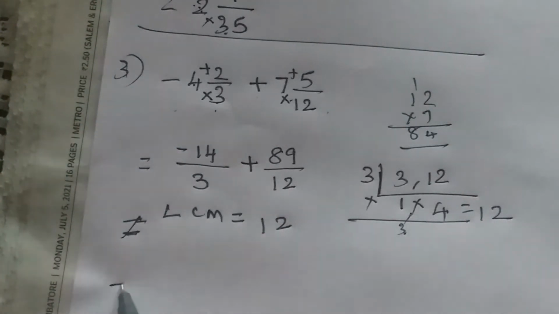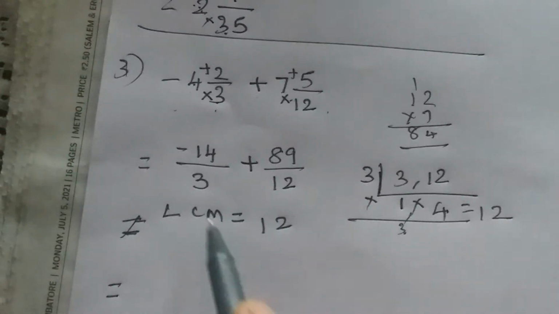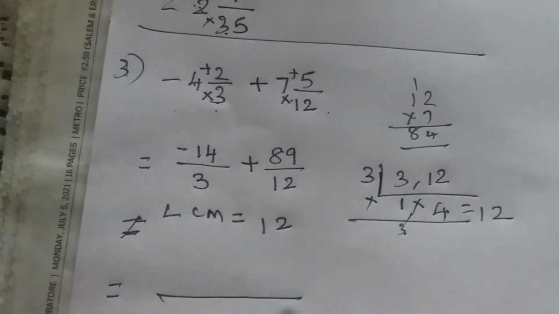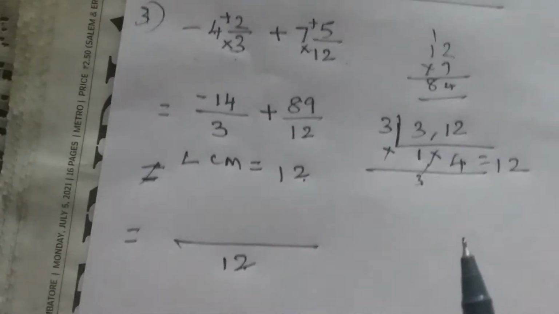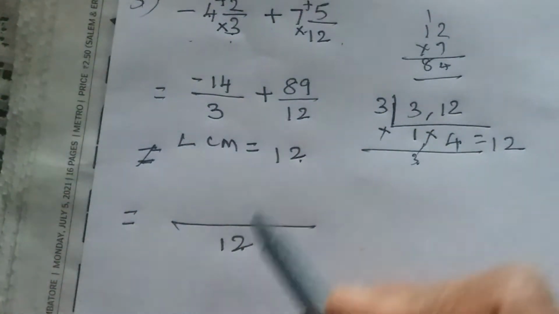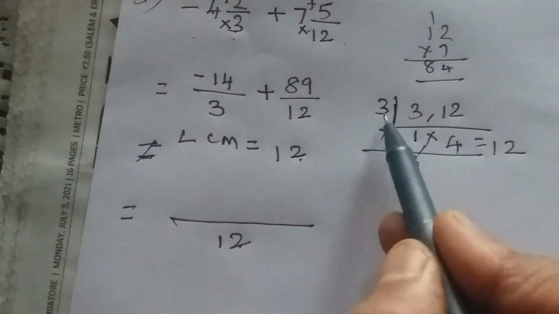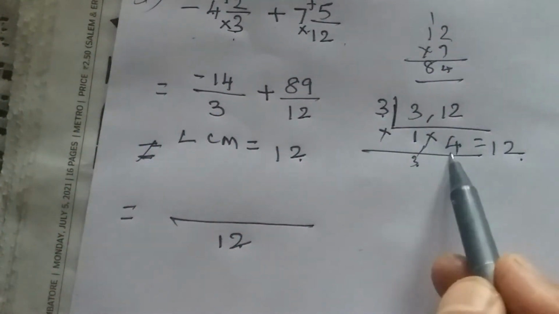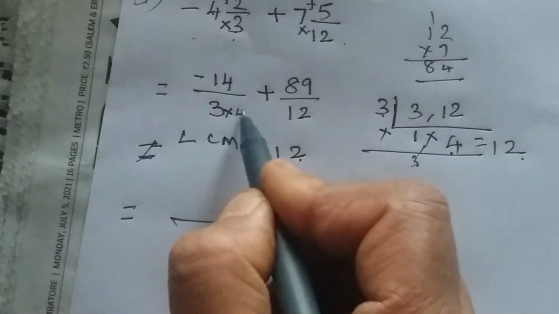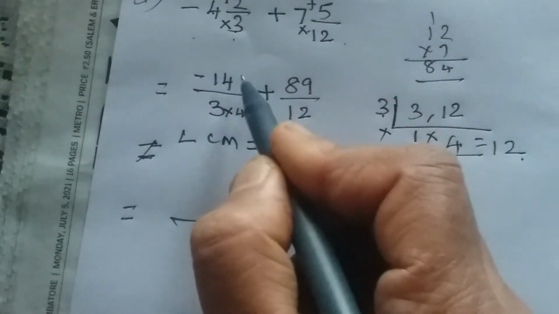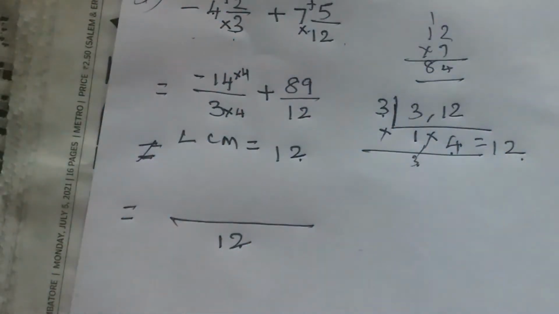Now what is the next step? Instead of 3 and 12, we are going to write one denominator which is the LCM. So what does it mean? We are going to change this 3 and 12 as 12. So 3 into what gives 12? Look at it. 3 into 4. So the denominator is multiplied by 4. Therefore, we have to multiply the numerator also by 4.